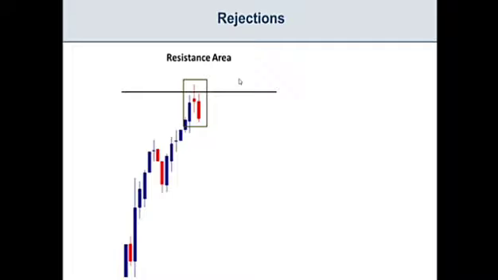Well, let's start with rejections, which are easier to trade than breakouts. As you can see here, we are in a clear uptrend. Then price hits an area of resistance right here, and we have a rejection candle, which is this doji, and then a continuation to the downside. So we have a rejection of the entire area of resistance right here. As you can see, price continues to the opposite side, and this rejection gave us a great risk to reward ratio on a short trade of this asset.